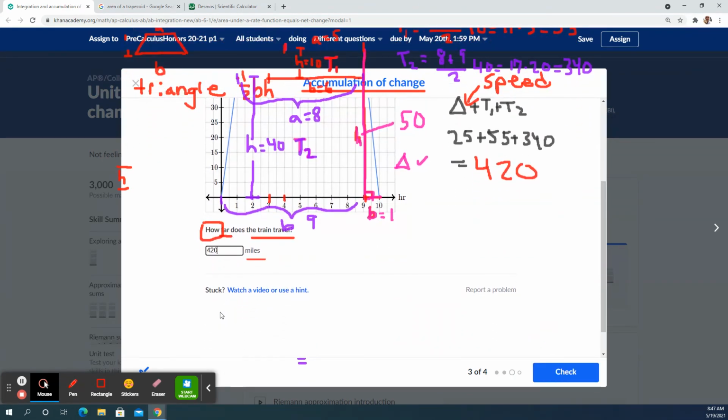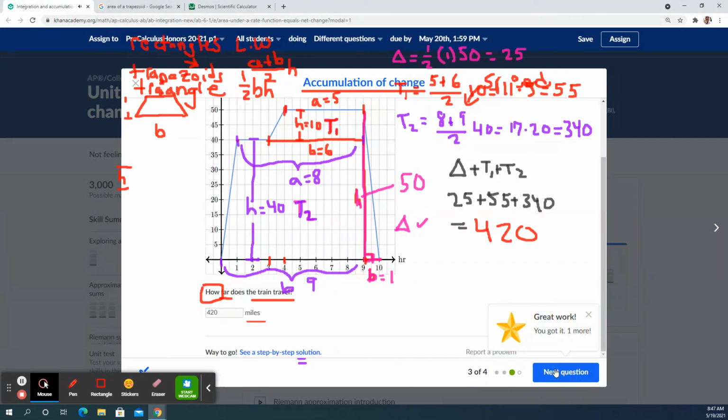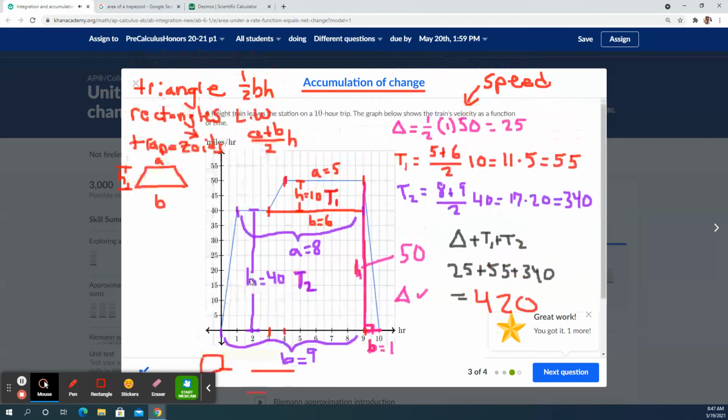So the big thing here is just making sure that you label everything appropriately and you include it all. All right, and there we go. So all of them are going to be these kind of pieces. There were no rectangles here. We could have broken up one of the trapezoids into rectangles and triangles, but definitely easier just to deal with a trapezoid than a rectangle and triangle.